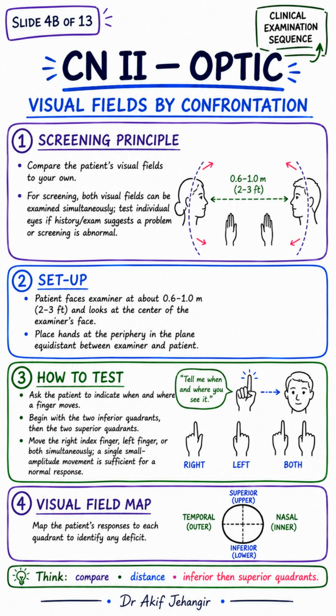The patient faces you at about 0.6 to 1 meter or 2 to 3 feet and looks at the center of your face. Place your hands in the periphery, midway between you and the patient, and ask them to say when and where a finger moves. Start with the inferior quadrants, then the superior quadrants. You can move the right finger, the left finger, or both together.